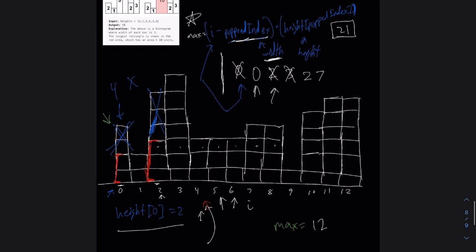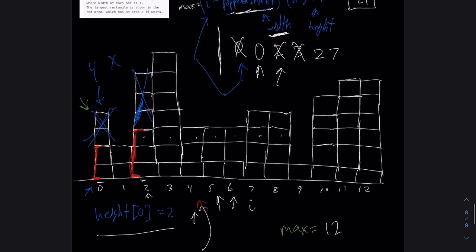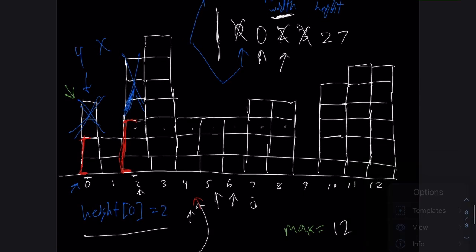So continuing along here, at 7, we just put it in, and then it moves to 8. Put it in, it moves to 9. Okay. Or we don't put 8 in, right? We just skip it because it's the same height as the one previous.